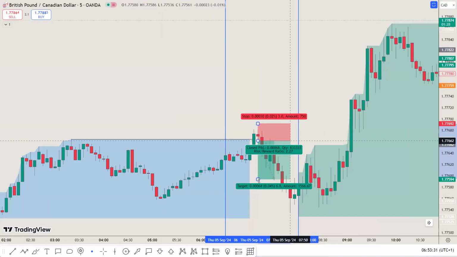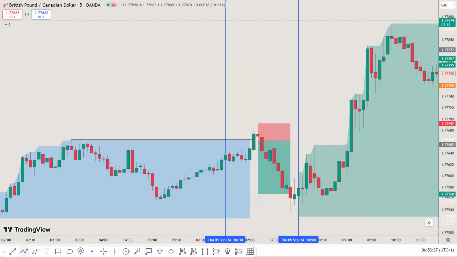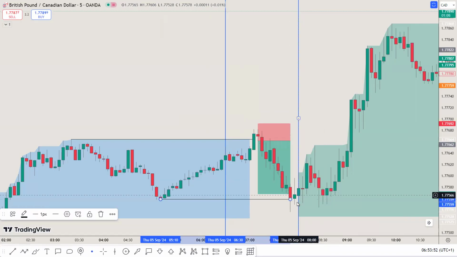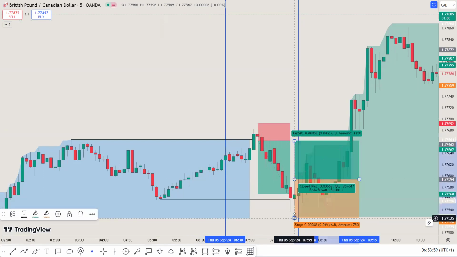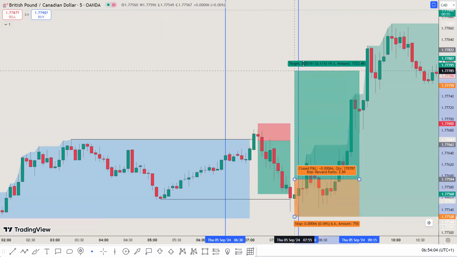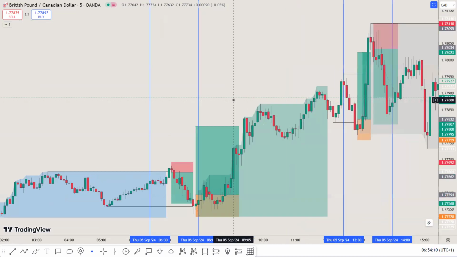And target 3R. And then we have another, while we were still in that time frame, 6:30 to 8 a.m., we had a previous low being swept with a series of bullish pin bars being formed. So we take a long position here, stop loss, and then we'll target 3R. I mean, guys, this is extremely good, right?